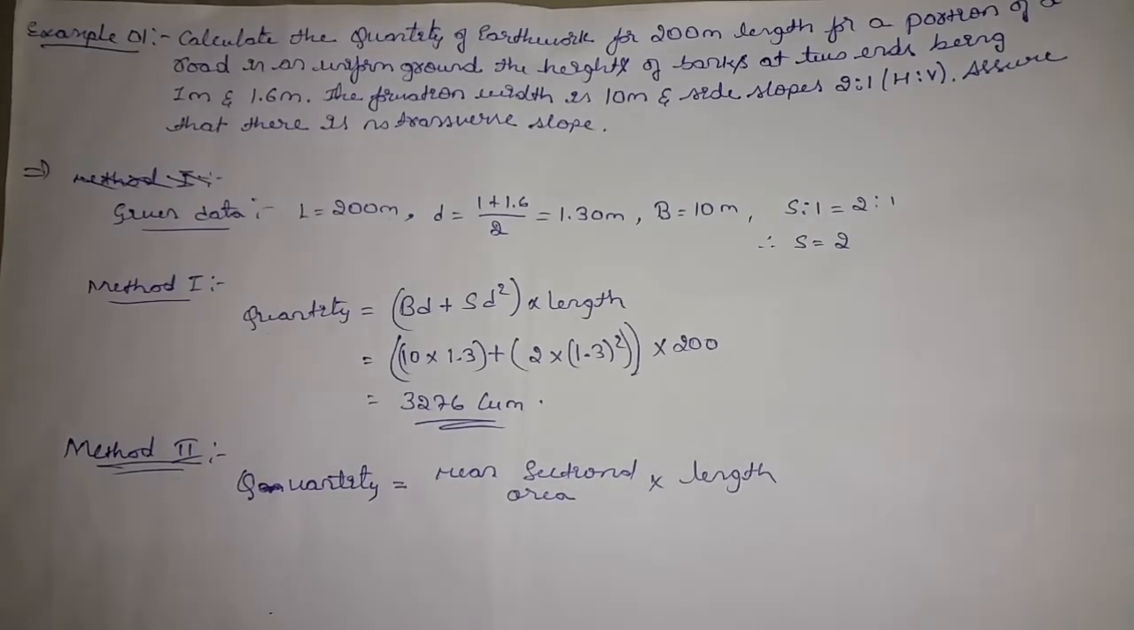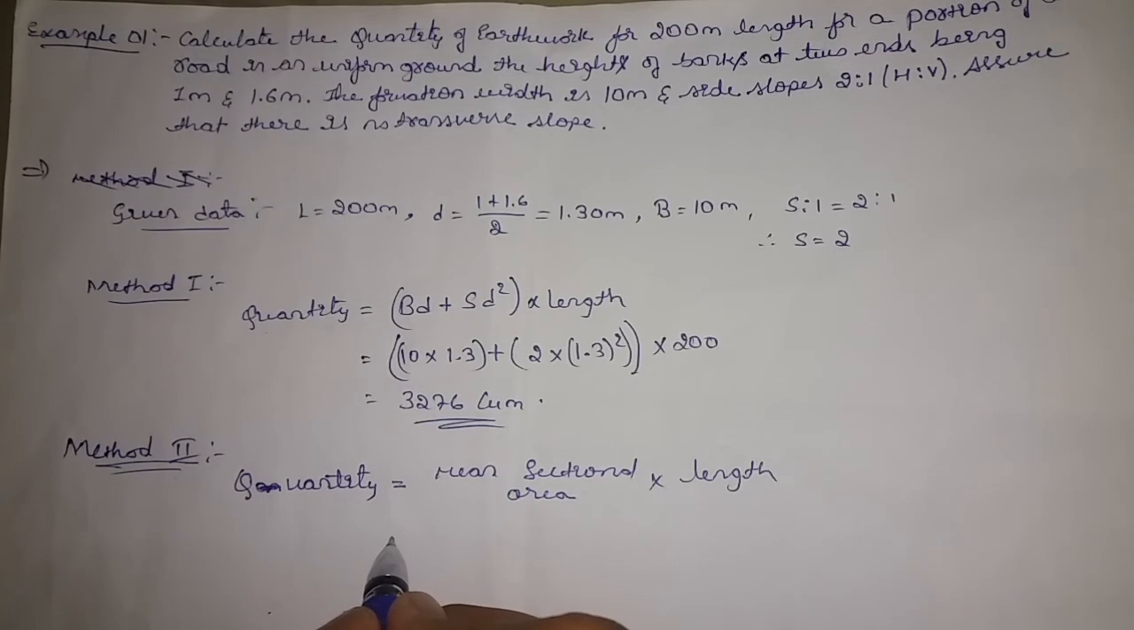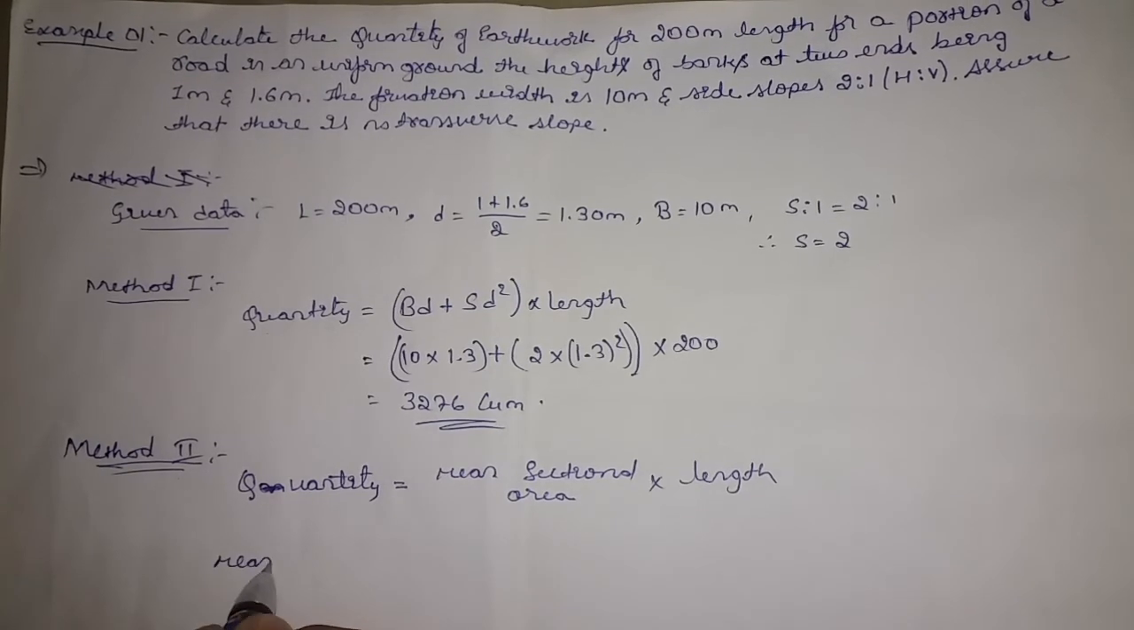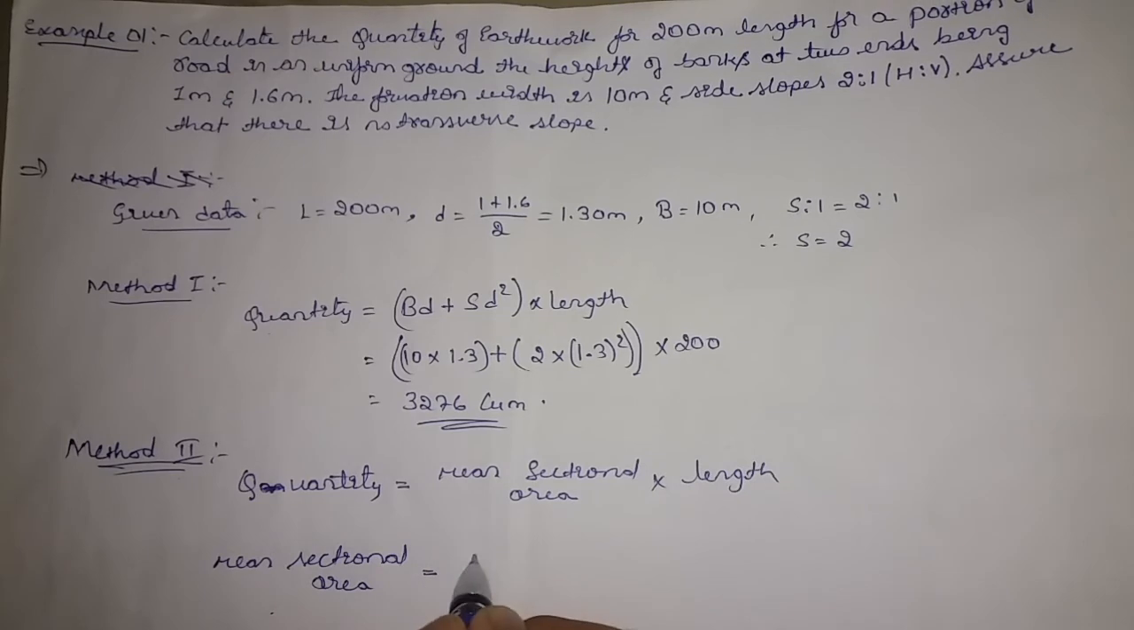So what does method number two say? What is its name? Method number two is nothing but the mean sectional area method. So the quantity is equal to mean sectional area into length. Now how will you calculate the mean sectional area? You saw that in the last video, right? Mean sectional area is equal to (A1 plus A2) divided by 2.